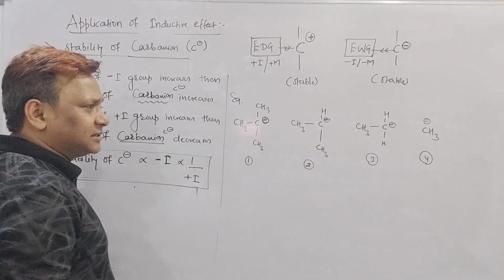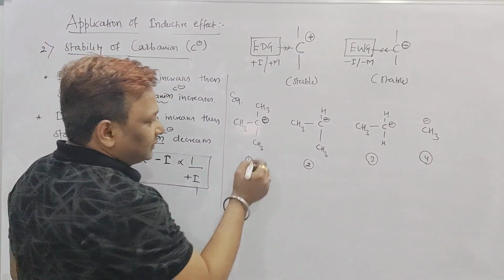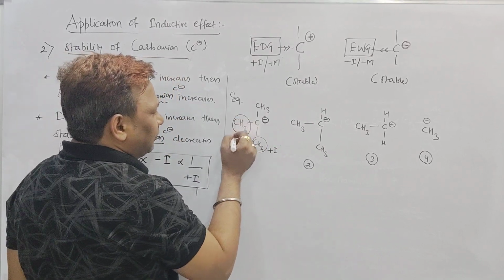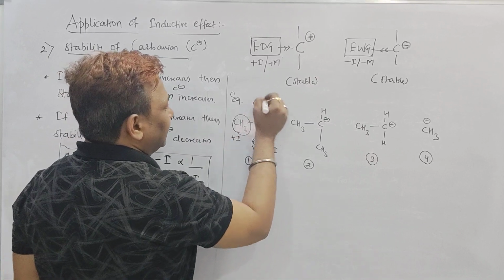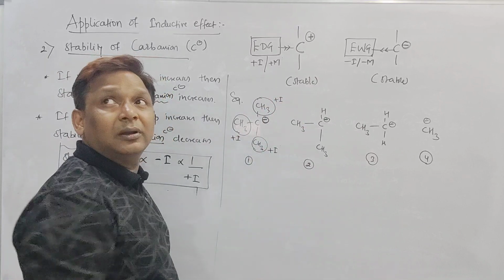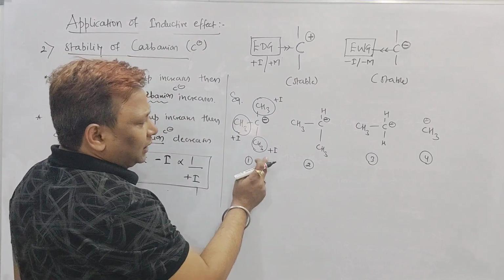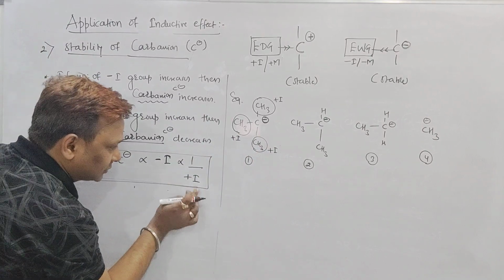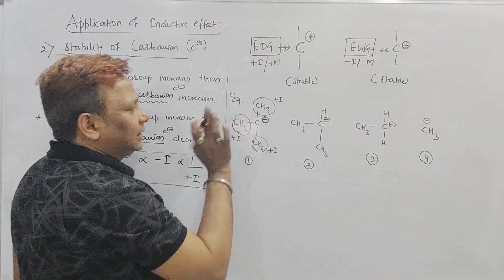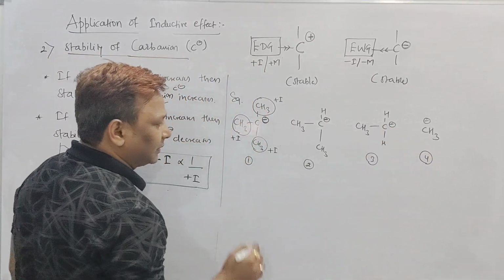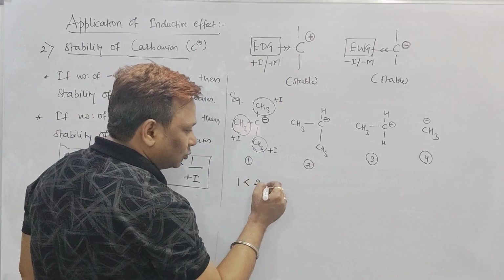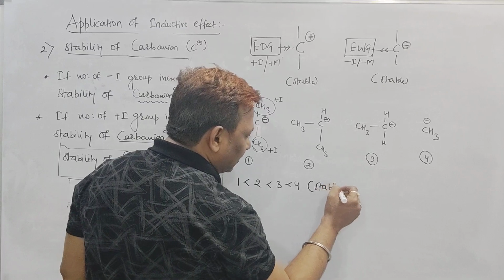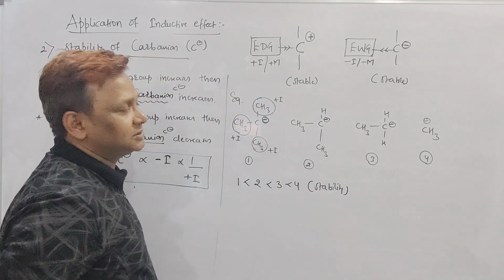Among these 4, which is more stable, means what you have to see here. This CH3 will have a plus I effect, means electron donating group. It will also have plus I effect, means electron donating group. It will also have, beta, plus I effect, means electron donating group. But electron donating groups will destabilize the carbanion. Check it here. Stability of C negative is inversely proportional to plus I. More the plus I, less the stable, and less the plus I, more the stable. So we can say 1, then 2, then 3, and then 4. This is the order of stability of carbanion, negatively charged.